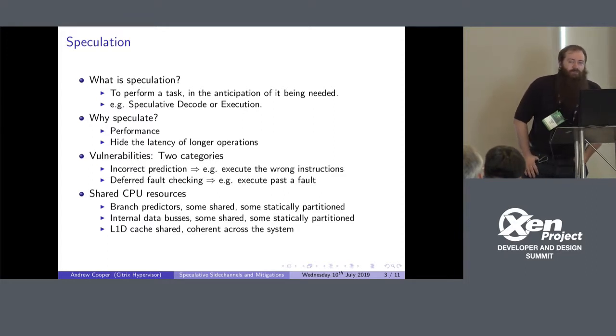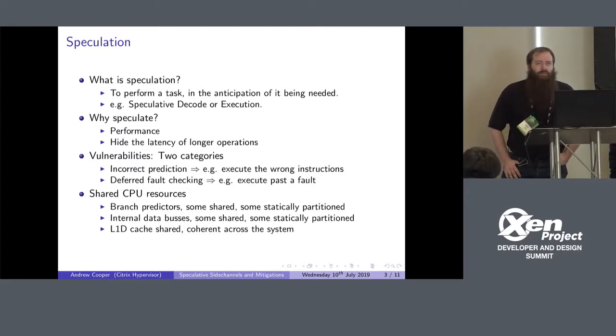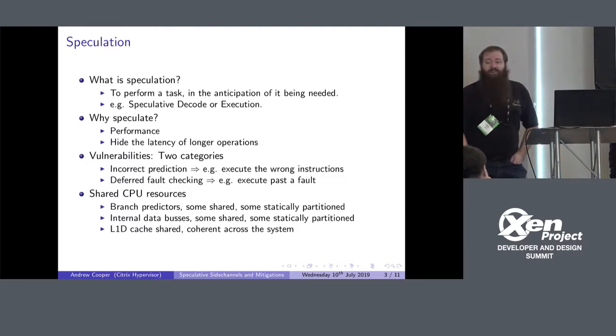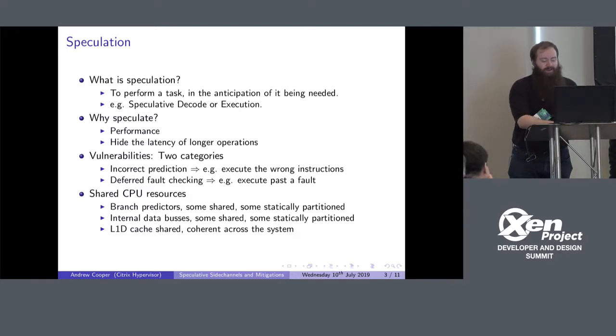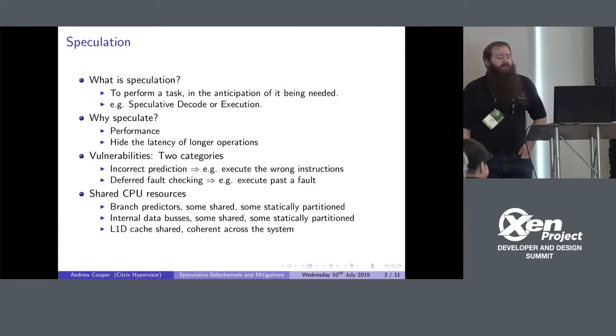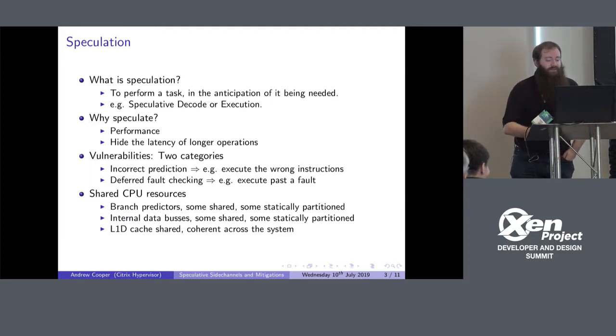A lot of the issues fall into one of two categories. Either an attacker can cause incorrect prediction to occur, so that's Spectre and speculative store bypass, or a lot of the other issues are to do with how faults are detected and handled in the pipeline. A lot of fault checking has been deferred until instruction retirement for simplicity, but it turns out this opens up a lot of attack avenues, and in most cases, it's to do with various shared resources in the pipeline. So the branch predictors are shared, some partitioned; internal data buses, some shared, some partitioned. L1 data cache is the very common example because it's the easiest for people to understand. It's also coherent across the system, which leads to a couple of interesting combinations.